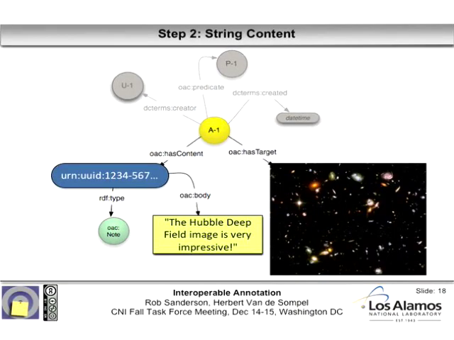So for example, we could turn that previous tweet into an annotation in this mode. So we'd assign it a UUID URN. We'd attach to that the string by OAC body, and the target remains the same, the Hubble Deep Field image.